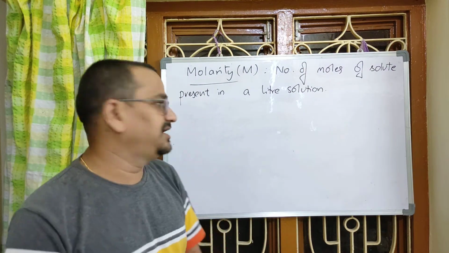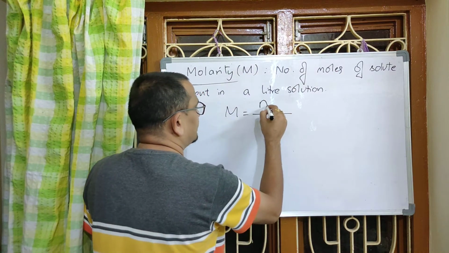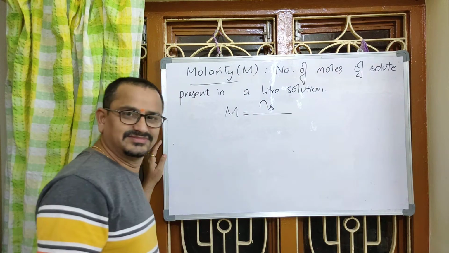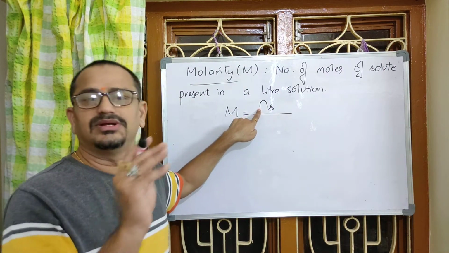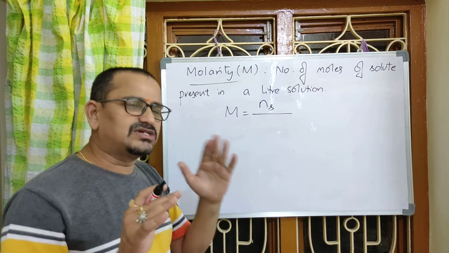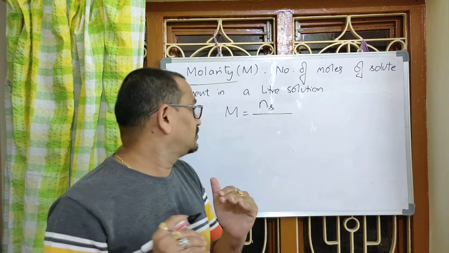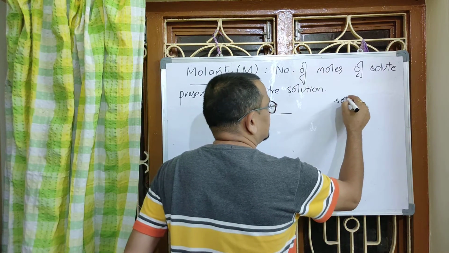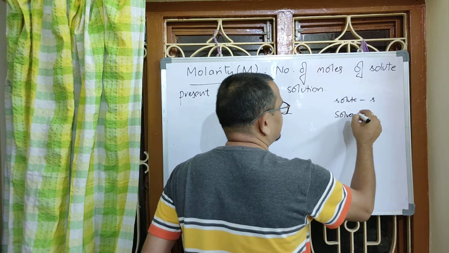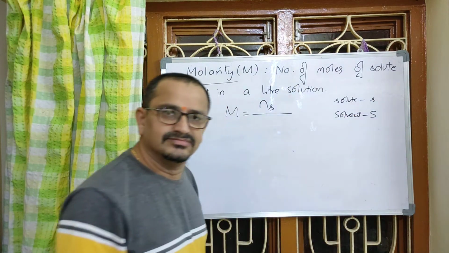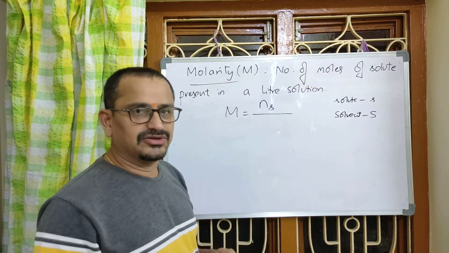So mathematically, molarity can be expressed as a ratio of the number of moles of solute. You know this small n corresponds to number of moles. And what is meant by solute? Actually, what is meant by solute? The one which is in less proportion. That's why in general, solute is given with a small s and solvent is given with a capital S. Usually, it's one of the notations to specify solvent and solute.